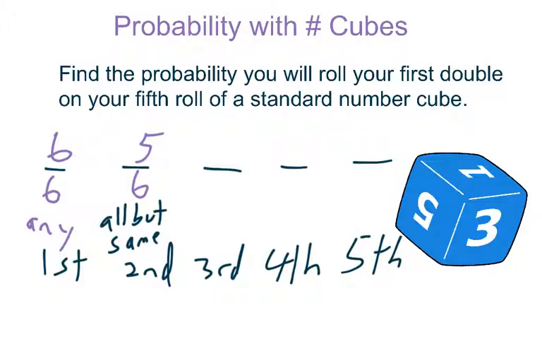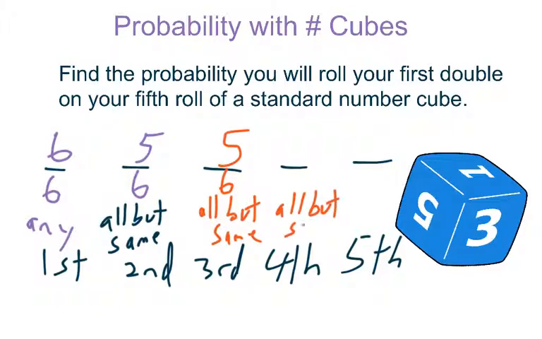On the next roll, let's say you rolled a 3 here. Well, then you can't roll a 3 again, but you can roll anything but a 3. So again, it's going to be all but the same again. So that's going to make that 5 out of 6 again. And then the same thing here, all but the same number, which is 5 out of 6.